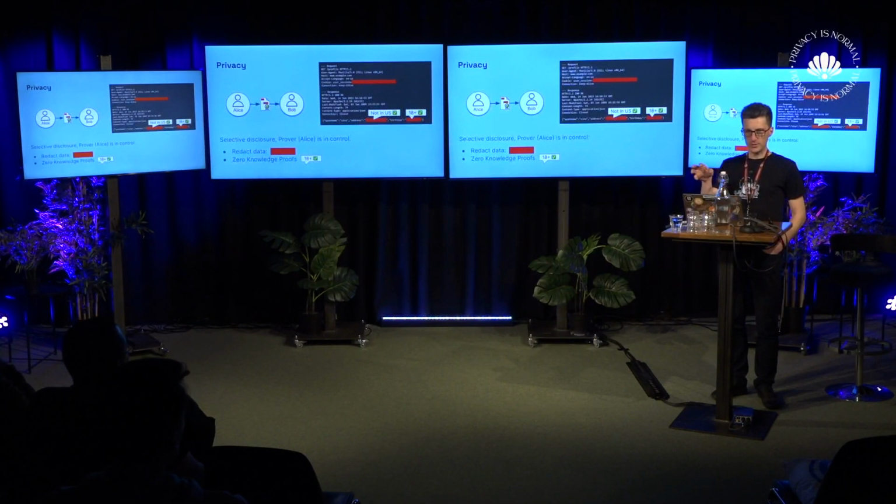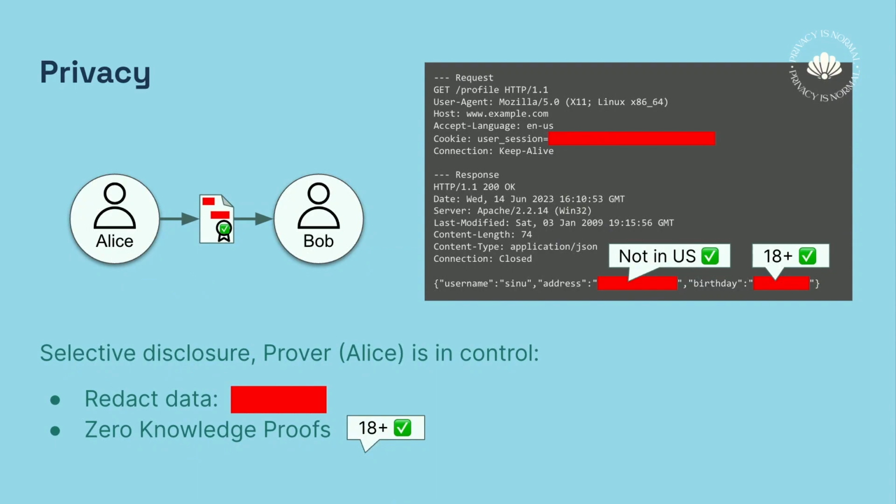Because once the TLS connection is set up and Alice wants to share data with Bob, she has the option to redact data, so to leave out data while Bob still has cryptographic guarantees that the data is authentic. And that can be further augmented with zero-knowledge proofs. So instead of sharing the actual address, you could add a proof that you're not in the US, for example, or instead of sharing the actual birth date, you add a proof that you're over 18.